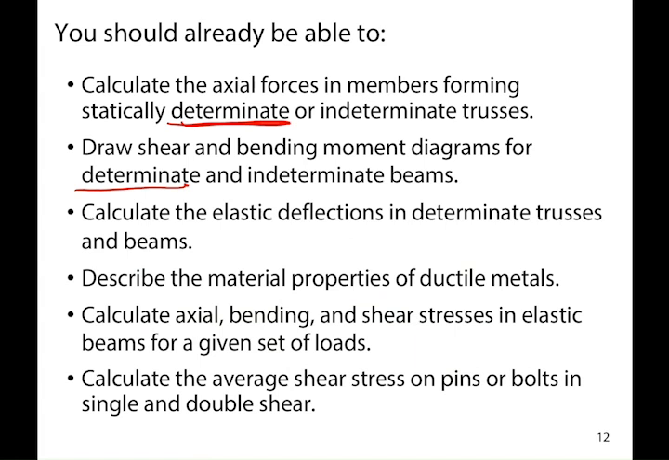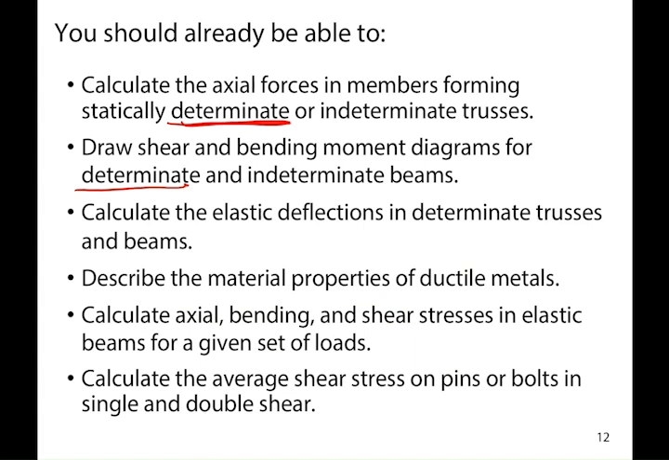You should be able to calculate axial, bending, and shear stresses in elastic beams. That's your MC over I, your P over A, TC over J, those kinds of stresses in elements. And you should be able to calculate the average shear stress on pins and bolts in single or double shear. I hope that everyone remembers the difference between single and double shear. If not, I'll discuss it, but that's usually one of the things in mechanics of materials that doesn't go super well. But we're going to be revisiting the single and double shear, especially when it comes to the strengths of bolts that we use to connect our steel structures together.